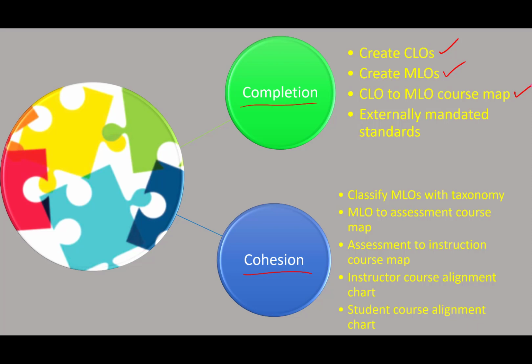Then with the cohesion piece, we have classification of our objectives, and then a couple of more maps where we take our module level objectives and map them to our assessment, and then we take our assessment and map it to our instruction. And then we'll talk about sharing this information with our students and a way to organize it for ourselves so that it's a little bit easier to look at and digest, so you're not having to flip through so many pages of course maps.